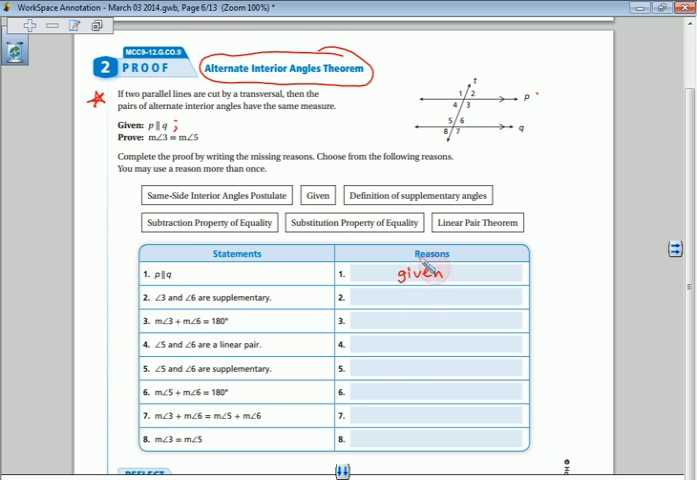Do you guys see how the reasons are right up here? I like that a lot. Makes it really nice, doesn't it? I wish we had that on our test.